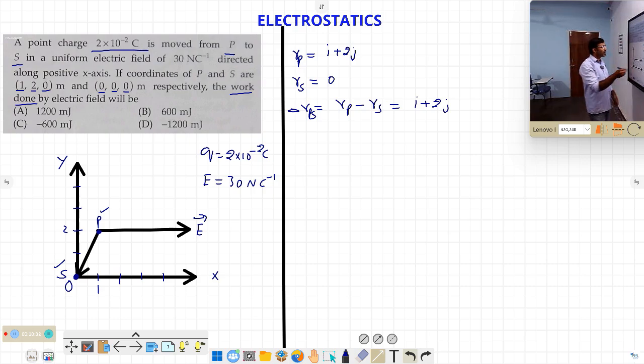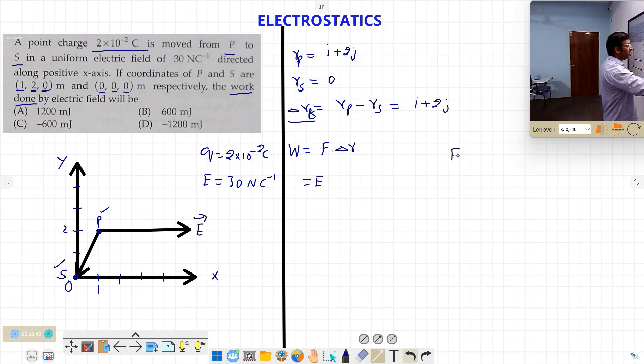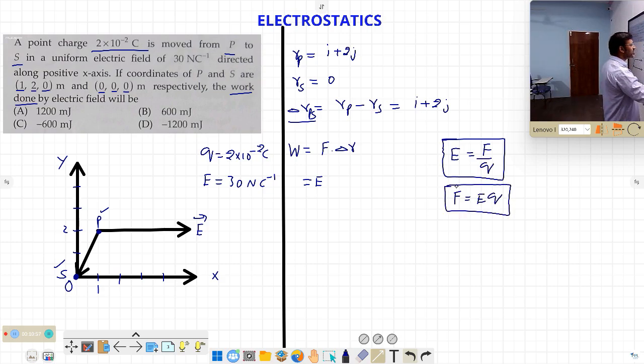Now, what is the work done? Work is force into displacement. What is the displacement here? Delta r is the displacement. So what is the force here? According to electrostatics, electric field is the force acting per unit charge. From this, the force acting on the charge is EQ. So substitute this formula here: F is equal to EQ, and the change in position is i plus 2j.